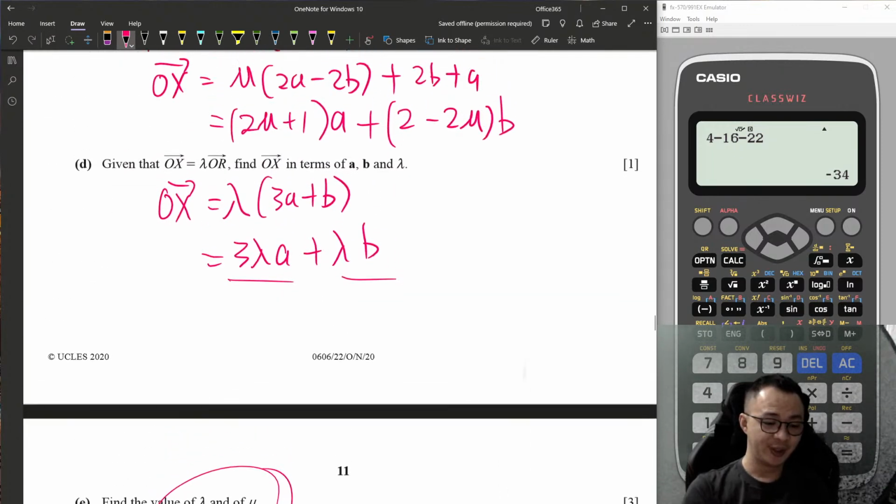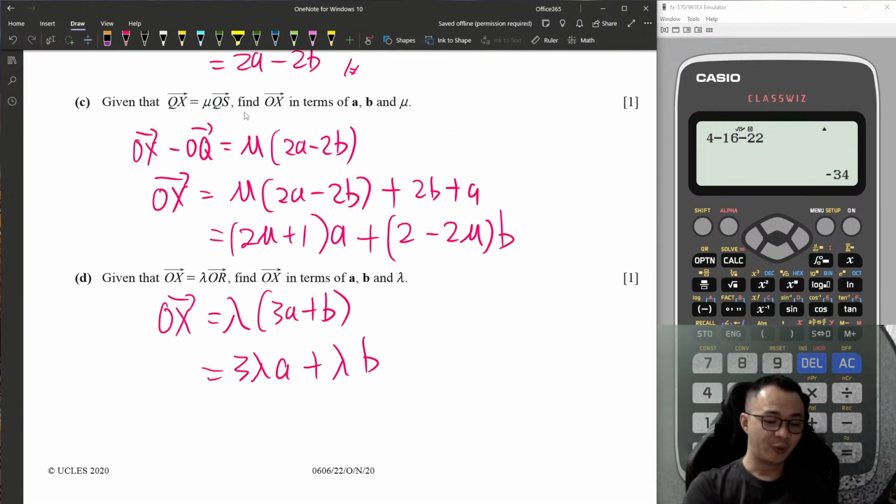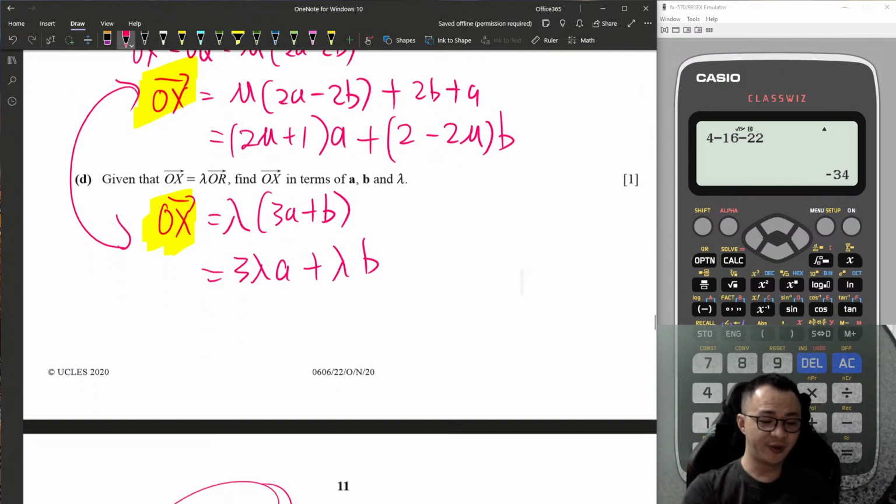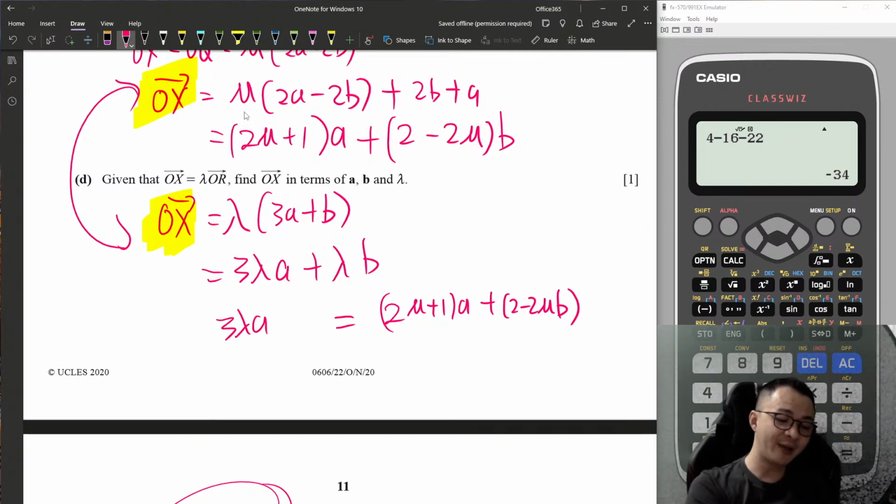Lastly, they ask us to find lambda and mu. 3 marks. So in order to find lambda and mu, what we do is you realize we have the OX here, then we have another OX. So just plug the OX into the OX. Okay, I sub into each other. So over here you should be able to see something like (2 mu plus 1)a plus (2 minus 2 mu)b will equal 3 lambda a plus lambda b. Okay, then what I want to do right now is compare the value beside the a, and then compare the value beside the b.